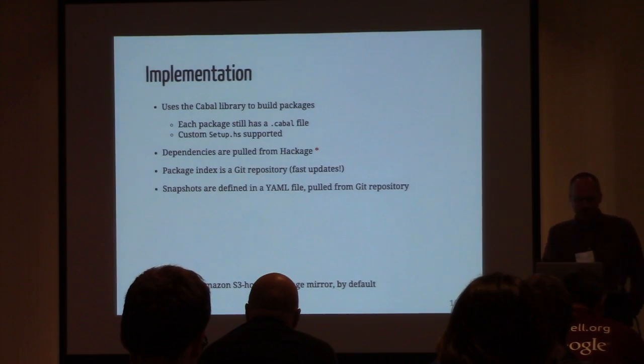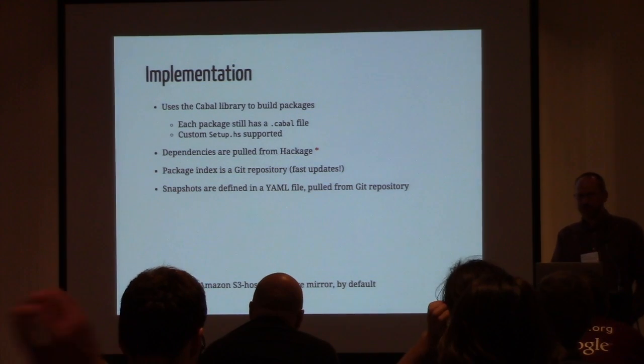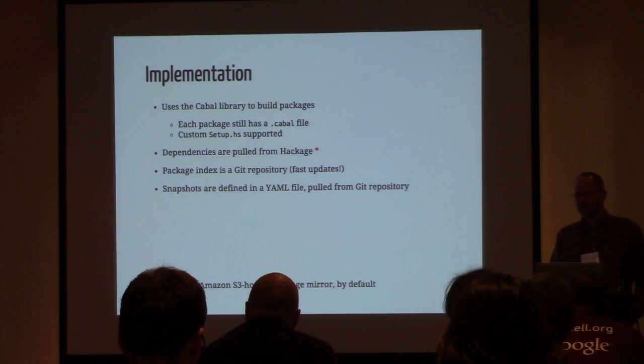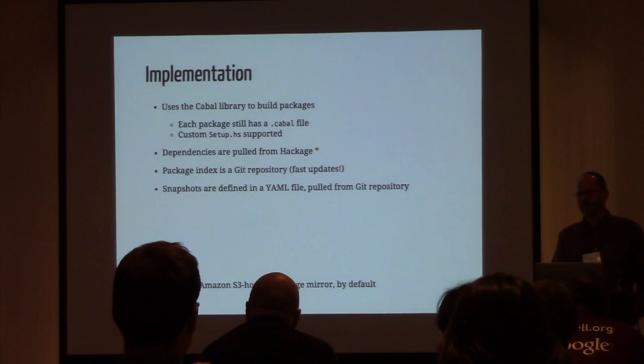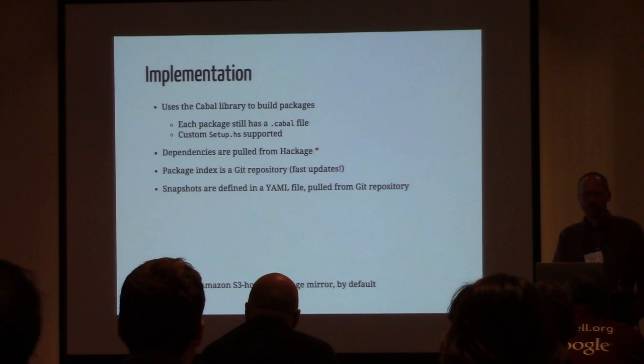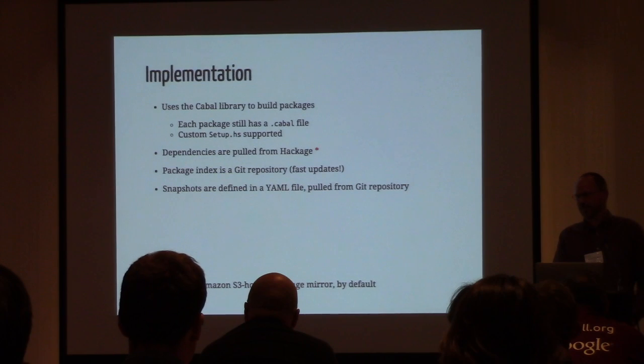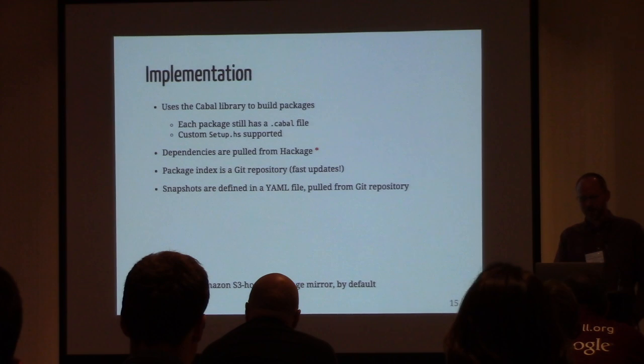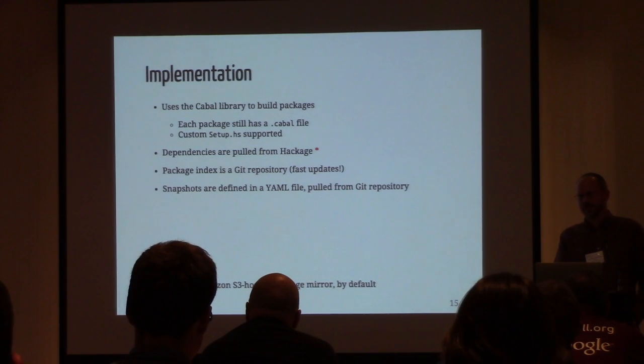I'll get a little into how it's implemented. So underneath it all, it does use the Cabal library. And aside from one particular feature, it doesn't use Cabal install, so it doesn't shell out to Cabal install, it just uses the Cabal library directly. And that means each package still has a Cabal file, you can still upload it to Hackage, no problems there. Custom Setup.hs is still supported. Dependencies are pulled from a package mirror. Snapshots are just a YAML file that's pulled from a Git repository.